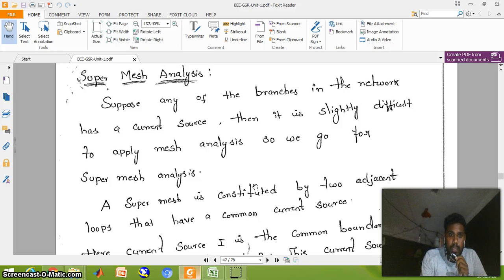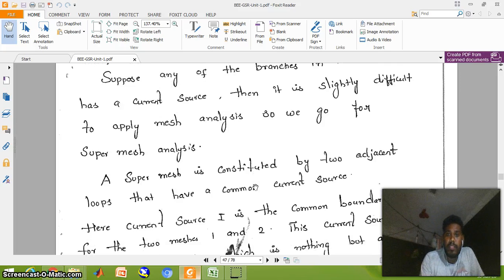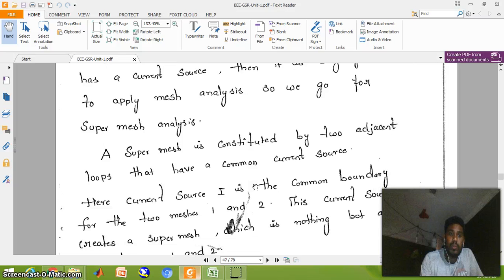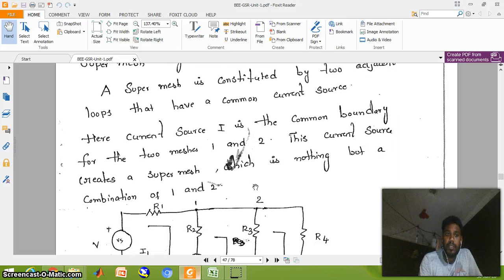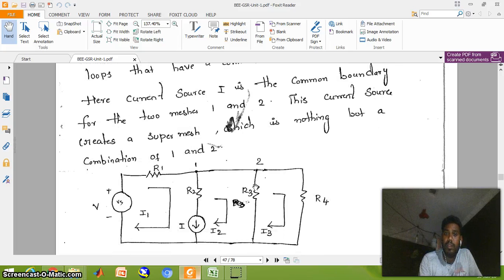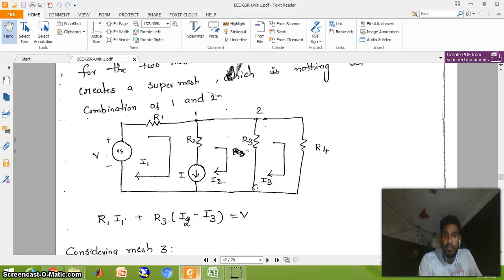So, super mesh analysis. Suppose any of the branches in the network has a current source, then it is slightly difficult to apply mesh analysis. So we go for super mesh analysis. A super mesh is constituted by two adjacent loops that have a common current source. Here current source I is the common boundary for the two meshes, mesh 1 and mesh 2. This current source creates a super mesh, which is nothing but the combination of mesh 1 and mesh 2.